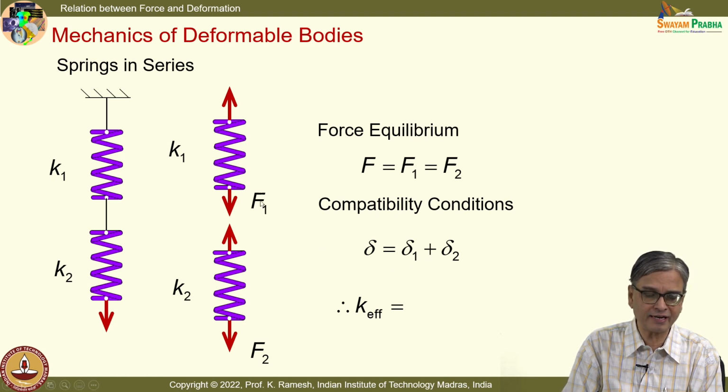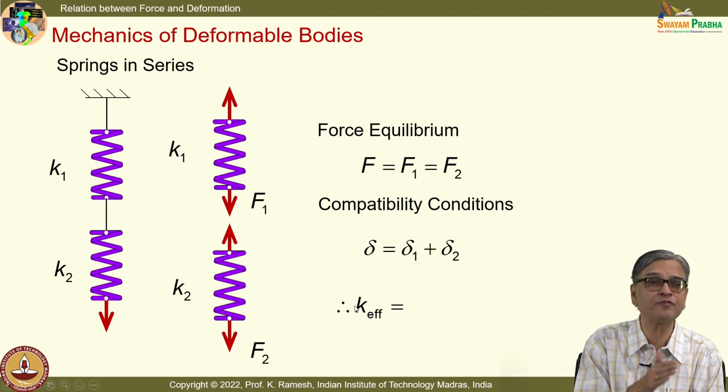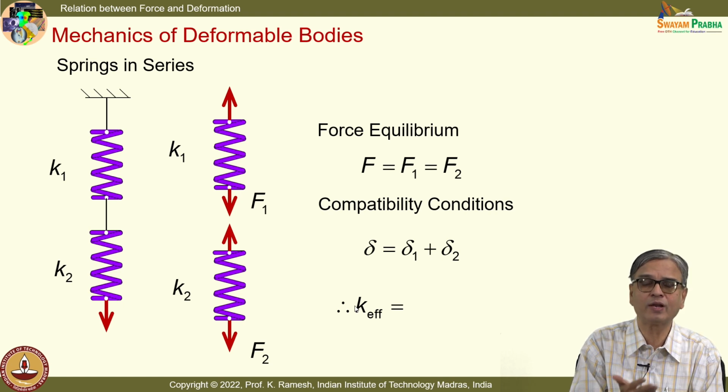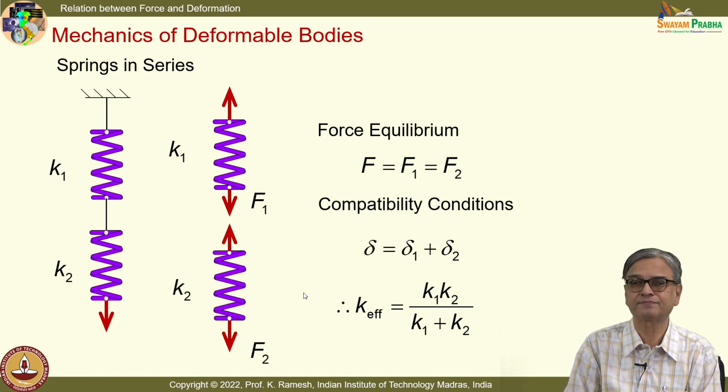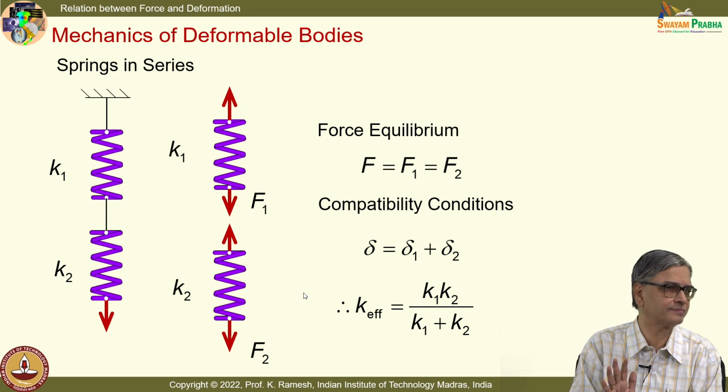I have delta 1 for spring 1, delta 2 for spring 2, and what happens at this end is the summation of these two displacements. And how do you calculate K effective? You will have 1 by K1 plus 1 by K2 equal to 1 by K effective. So, if I simplify that, I get K effective as K1 K2 divided by K1 plus K2. So, this is again straightforward.